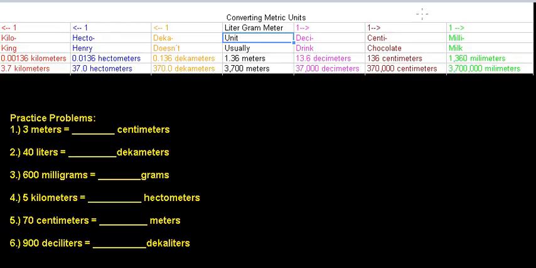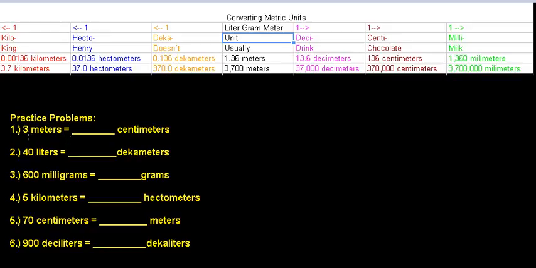Okay, so we're going to look at converting between the metric system using our handy guide that we have as a way to help us out. This is just the same one that I've shared with you on Google Docs, and we're going to use that to figure out these first 6 problems.